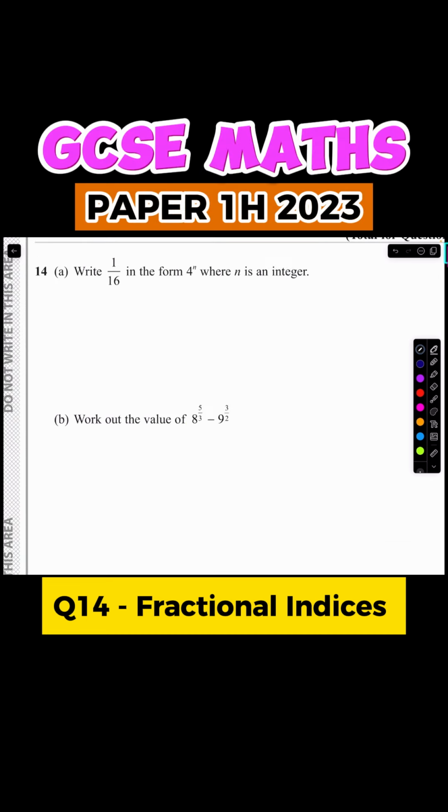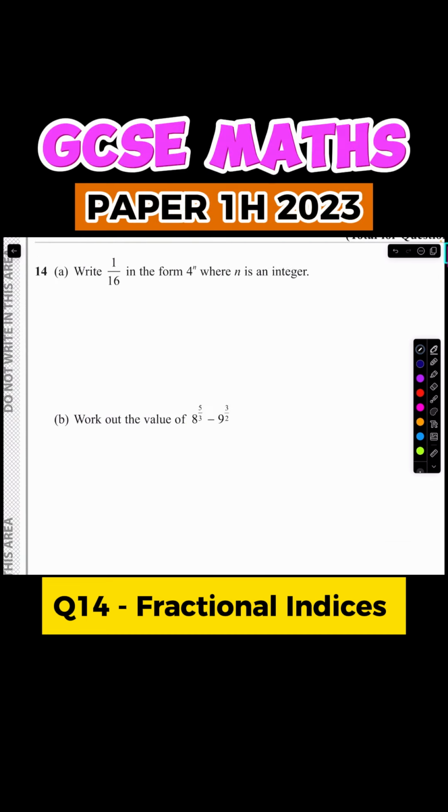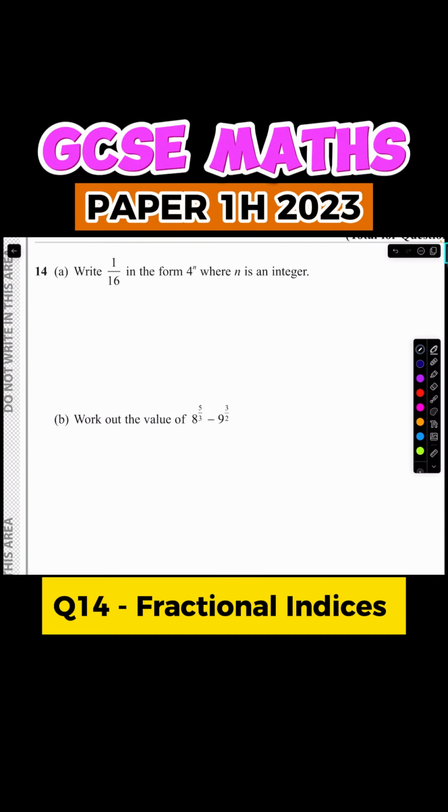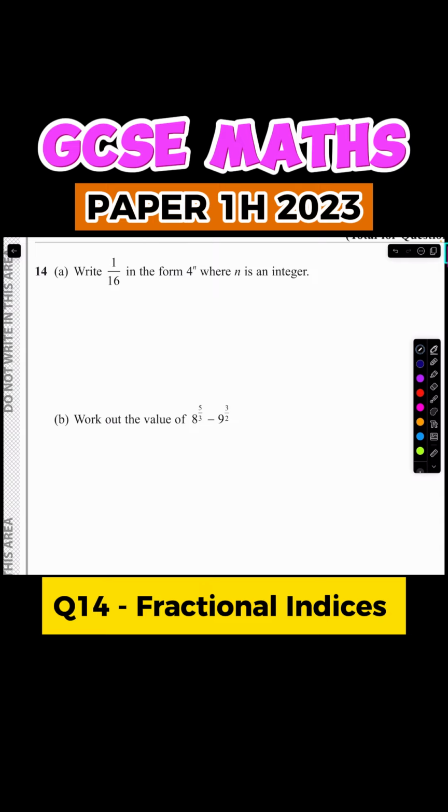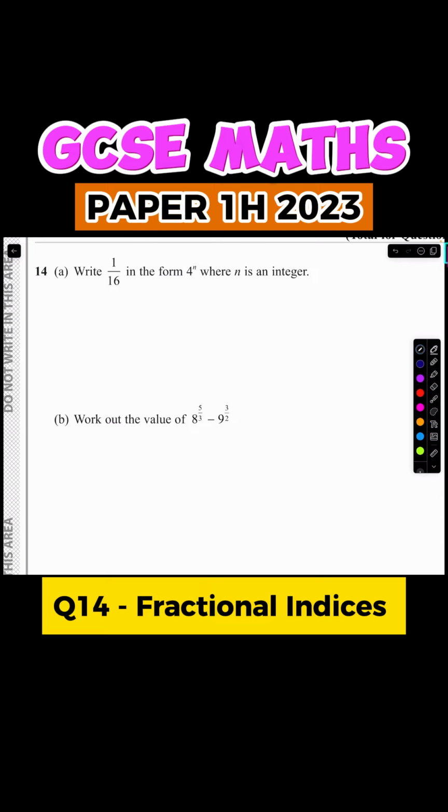All right, question number 14. Write 1 over 16 in the form 4 to the power of n, where n is an integer. So we need to introduce 4, okay? We need to somehow find a way to introduce 4. What's the link between 16 and 4?